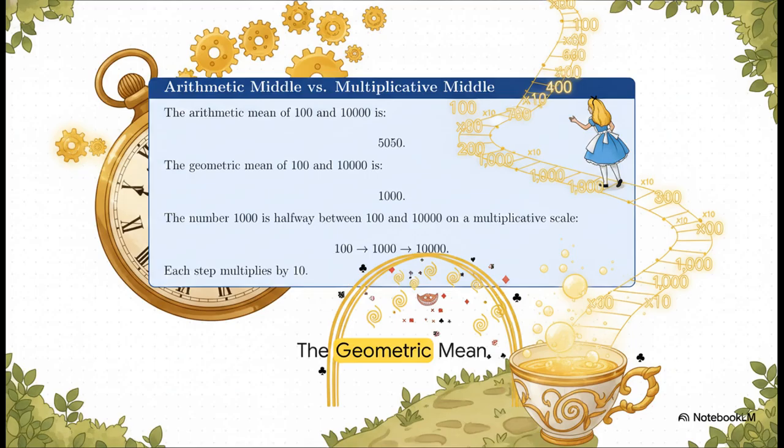Think of it this way. Every step multiplies by 10. Going from 100 to 1,000 is one step of times 10, and going from 1,000 to 10,000 is another step of times 10. You're finding the multiplicative middle, not the additive one.